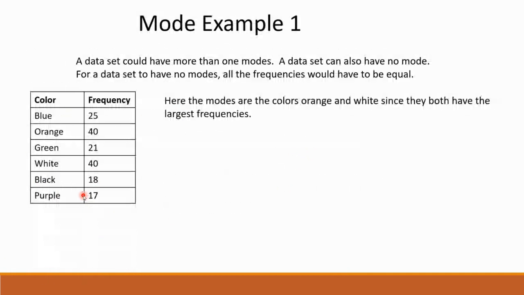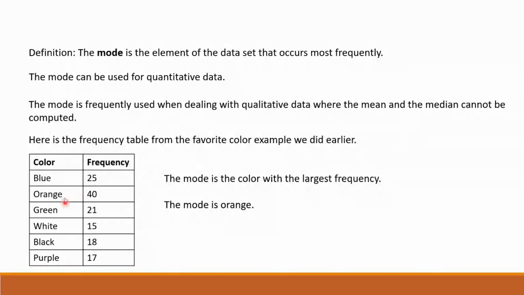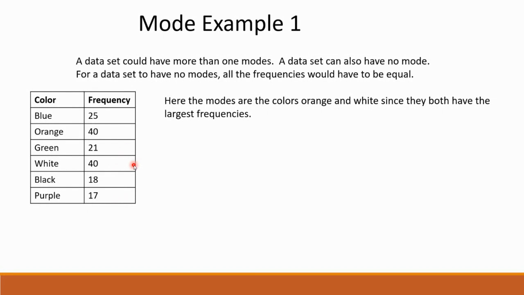Actually, yeah, this was a frequency table from earlier with the favorite color. So the mode is orange. You can also have more than one mode. You could have two data values whose frequencies are the same, and that could be the highest frequency. For instance, here, not only does orange have a frequency of 40, so does white. And 40 is the largest frequency. In other words, this data set has two modes, orange and white, because both of them have the highest frequency, which in this case is 40.